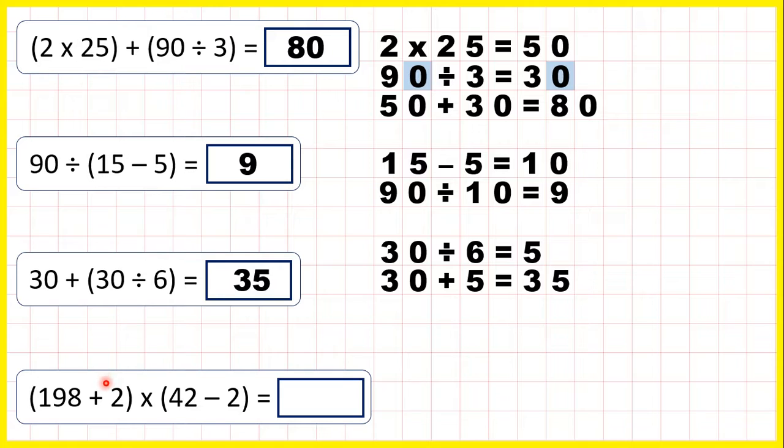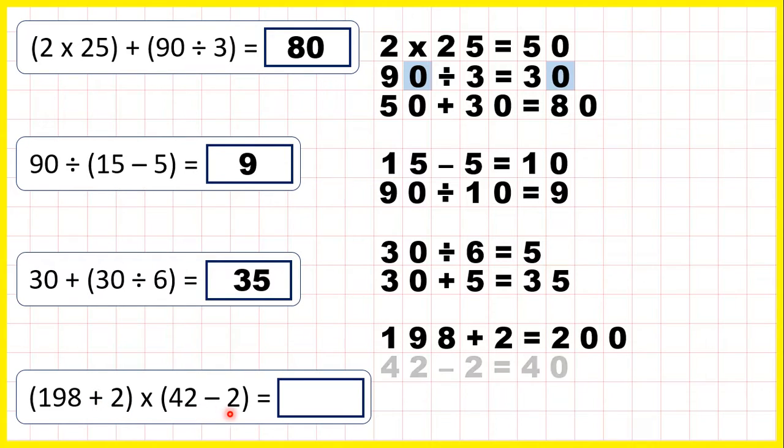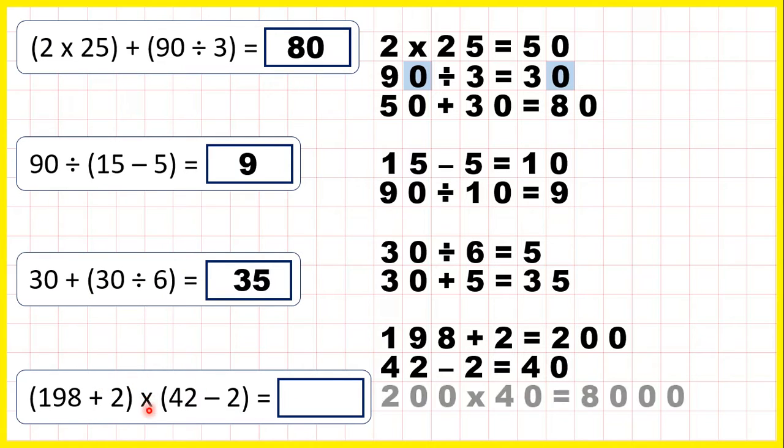Now we have 2 pairs of brackets, so we have to work out what's in the brackets before we can multiply. So 198 plus 2 is 200. 42 minus 2 is 40. So now that we've found what's in the brackets, we can multiply them together.